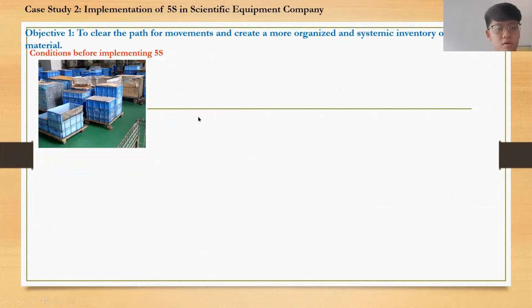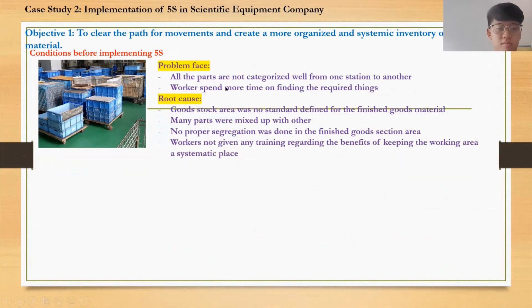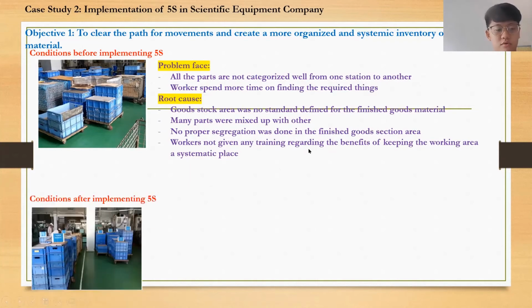You can see the picture here, the condition before implementing the 5S. The problem faced is that parts were not categorized well from one station to another, and the workers could not find their required things. The root cause was that the goods stock areas had no standard defined for finished materials, many parts were mixed up and not properly segregated, and workers were not given training regarding the benefit of keeping the working areas safe.